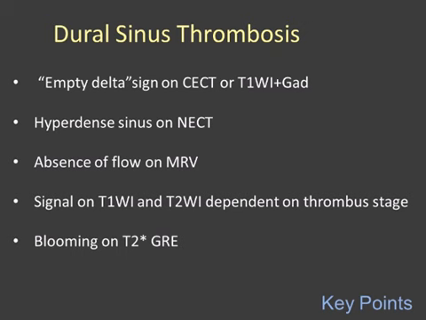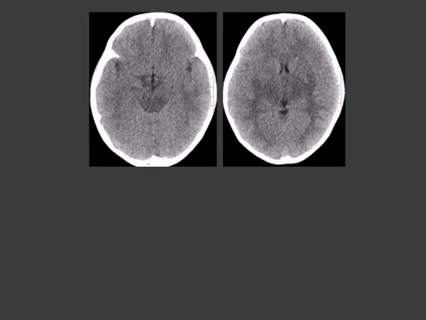So key points in a dural sinus thrombosis will be delta sign, CT or MRI, hyperintense sinus on non-enhanced CT, hyperdense, absent flow on MR venography, and blooming effect on T2 star gradient echo.